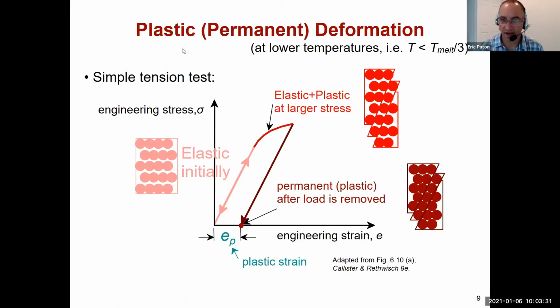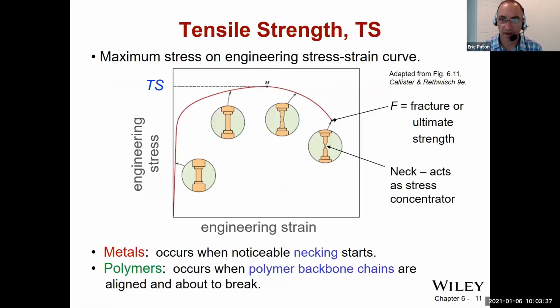Okay, moving on, we have the tensile strength, which is the maximum stress in the engineering stress-strain curve. This is called TS, or tensile strength. Another point that we're going to pluck from our curves is the fracture ultimate strength, and that is when it finally snaps. The maximum engineering stress occurs when we have noticeable necking, when the sample starts to neck down.